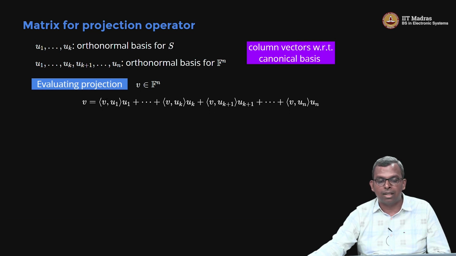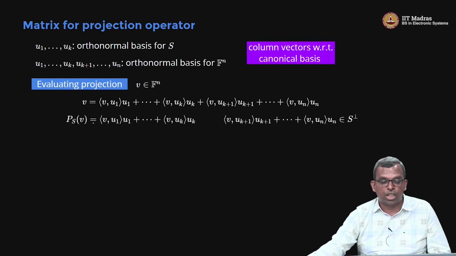I have a basis here. I know the answer actually, right. Let me write V in terms of this orthonormal basis. If you do that, what will happen? The first part is the projection, that is Ps of V, which is V comma U1 till V comma UK, till UK. I have the projection. The remaining part I know belongs to S perp, right. So, this is how this splits. This is how I evaluate my projection.